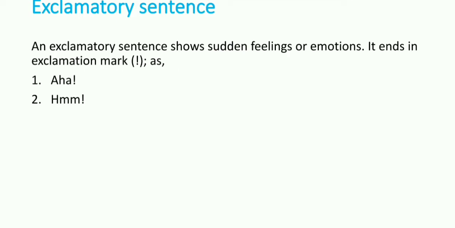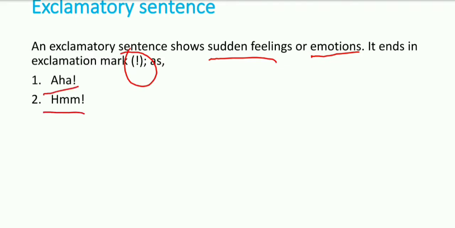And the last we have the exclamatory sentence. An exclamatory sentence shows sudden feelings or emotions, and it ends in an exclamation mark. Look at this. This is the recognition or identification of an exclamatory sentence. For example, "Aha, we have such a pleasant party!" These are called exclamatory sentences when you show sudden or deep emotions.